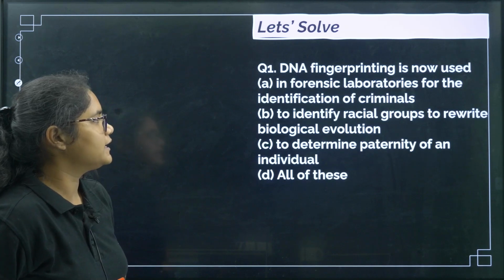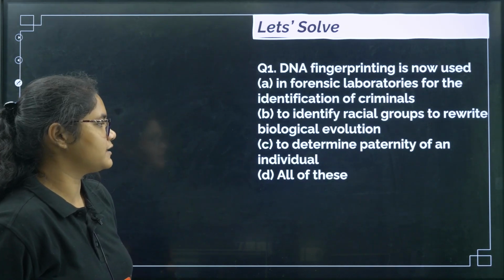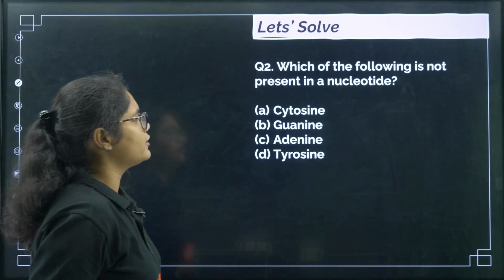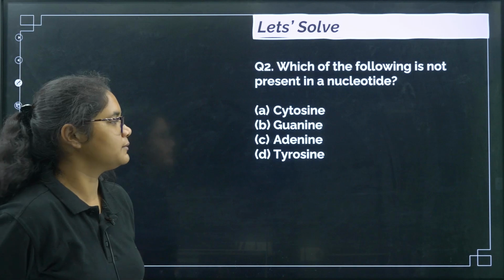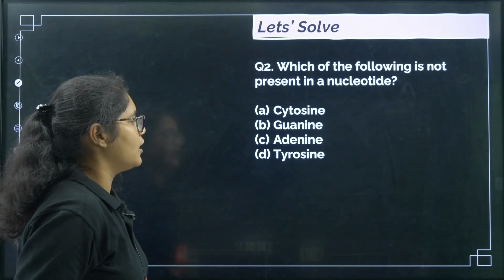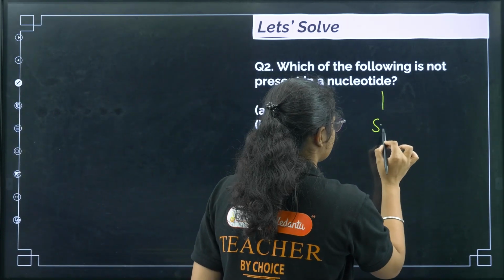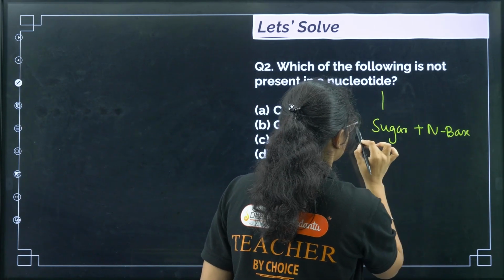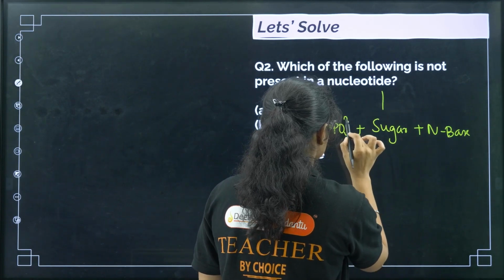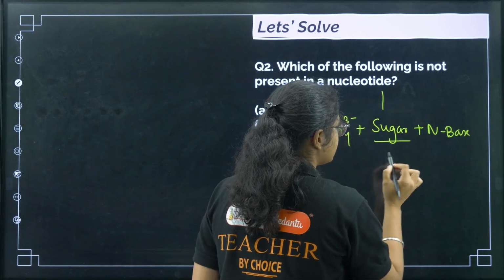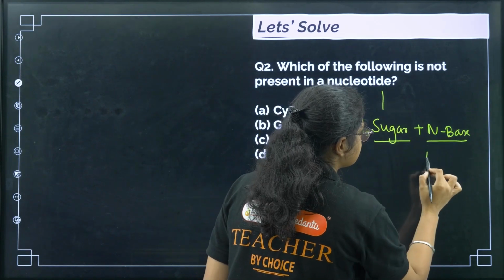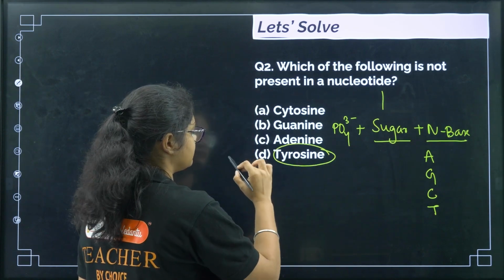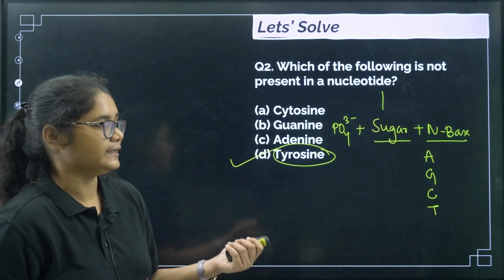Next, DNA fingerprinting is now used in forensic labs to identify the racial group and to determine paternity. So all of this. Next, which of the following is not present in a nucleotide? If you remember, a nucleotide has three parts: sugar, a nitrogenous base, and one phosphate group. The nitrogenous bases are adenine, guanine, cytosine and thymine. Tyrosine is an amino acid, so it is not the correct answer. So option D here.